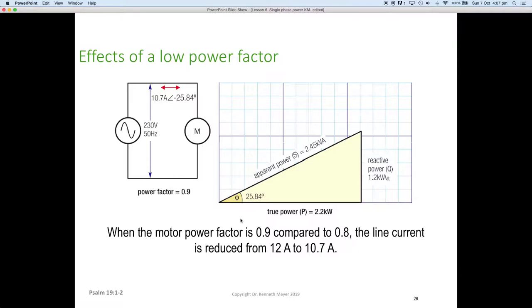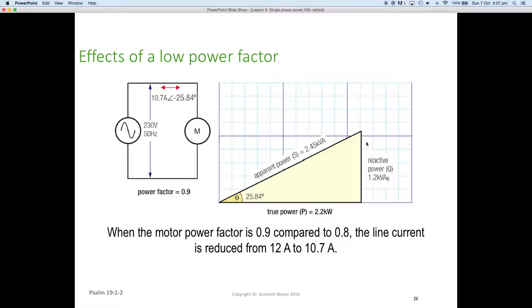So what would happen if we could reduce our power factor angle from where it was at 36 degrees and bring it back to a power factor of 0.9? So we're moving from 0.8 to 0.9. You can see here the true power hasn't changed. It remains the same. But if we recalculate using 0.9, you'll find that our reactive power has dropped down. It's now at 1.2 kVAR.